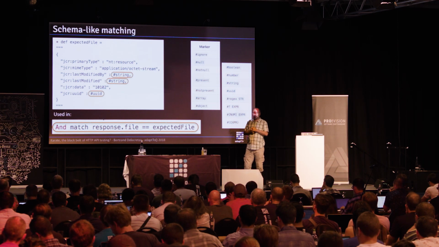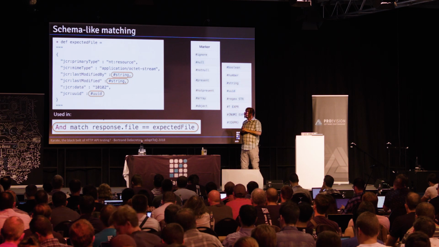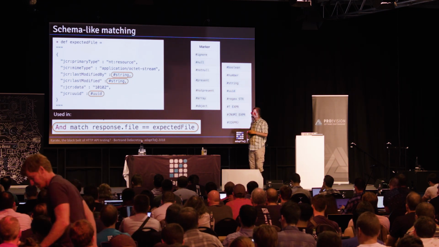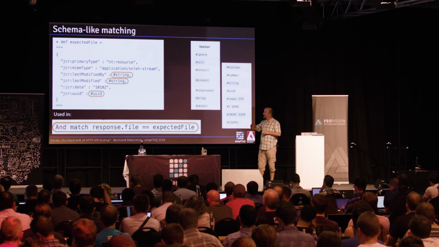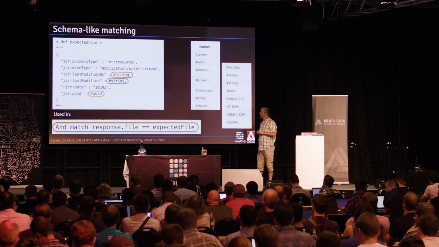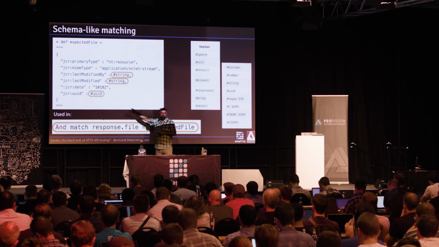Okay, JCR primary type, I want it to be an entity resource. MIME type, application octet stream, that's fixed. But last modified by, I'm just checking that it's a string. I don't want my test to be too brittle. And same thing for last modified. JCR data, Sling gives us the length of the file, so I know it. And UID, I'm also checking that it's a UID pattern.